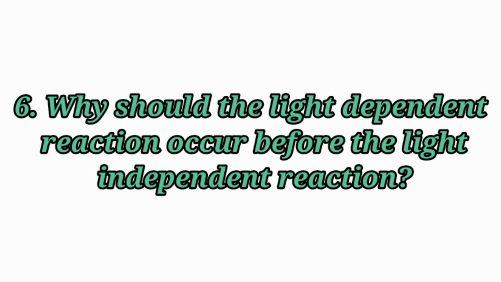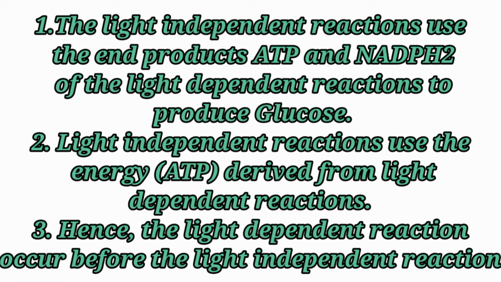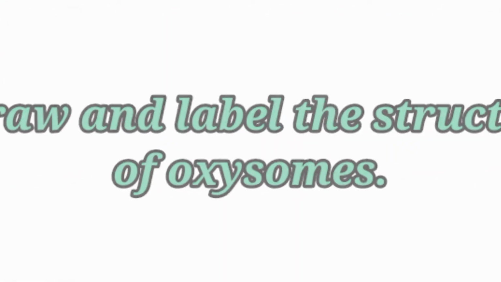Why should the light dependent reaction occur before the light independent reaction? Answer. The light independent reactions use the end products ATP and NADPH2 of the light dependent reactions to produce glucose. Light independent reactions use the energy ATP derived from light dependent reactions. Hence, the light dependent reaction occurs before the light independent reaction. Draw and label the structure of oxysomes.